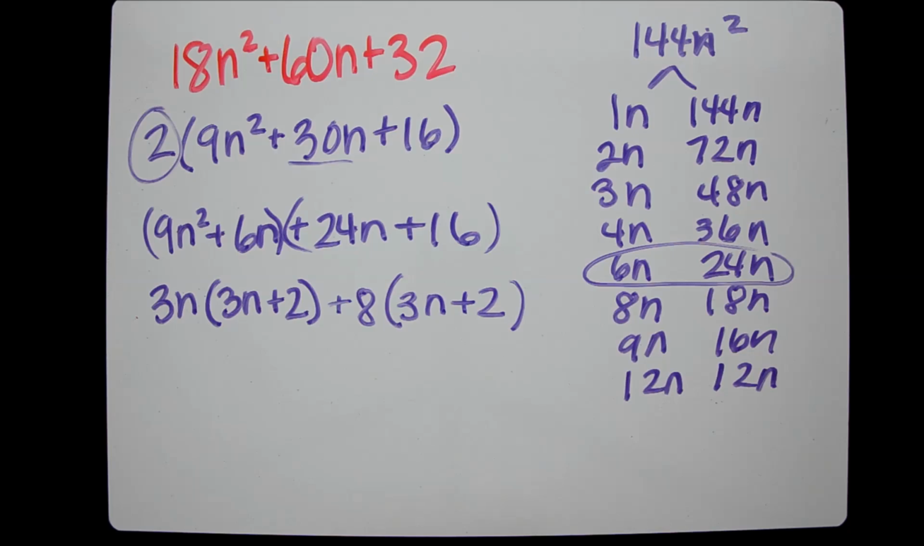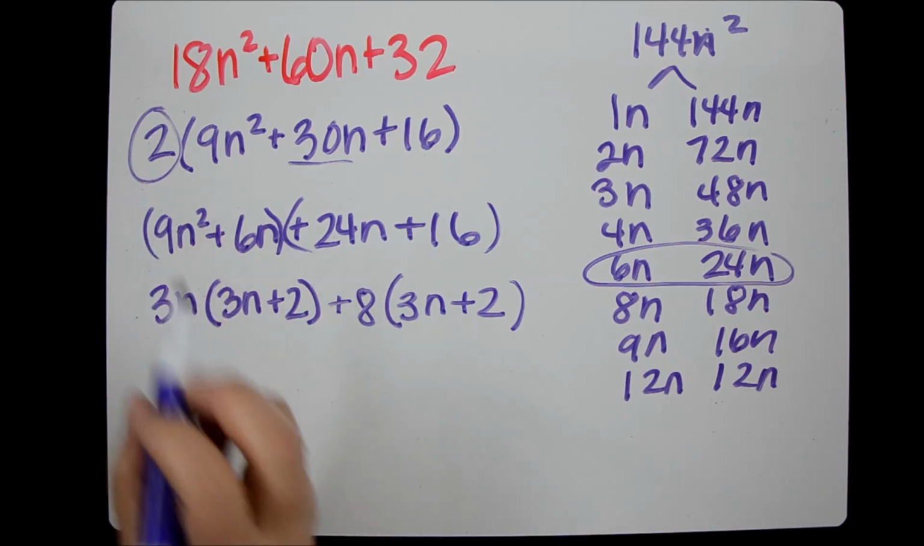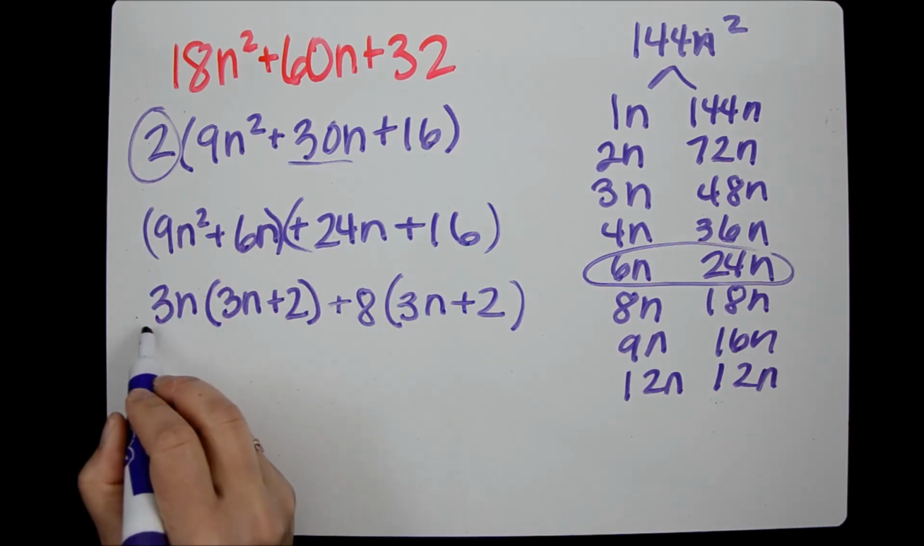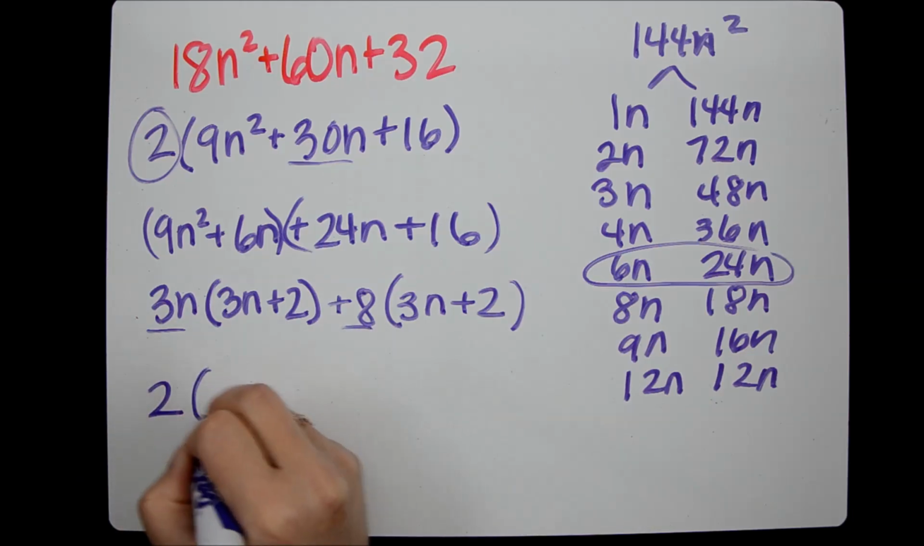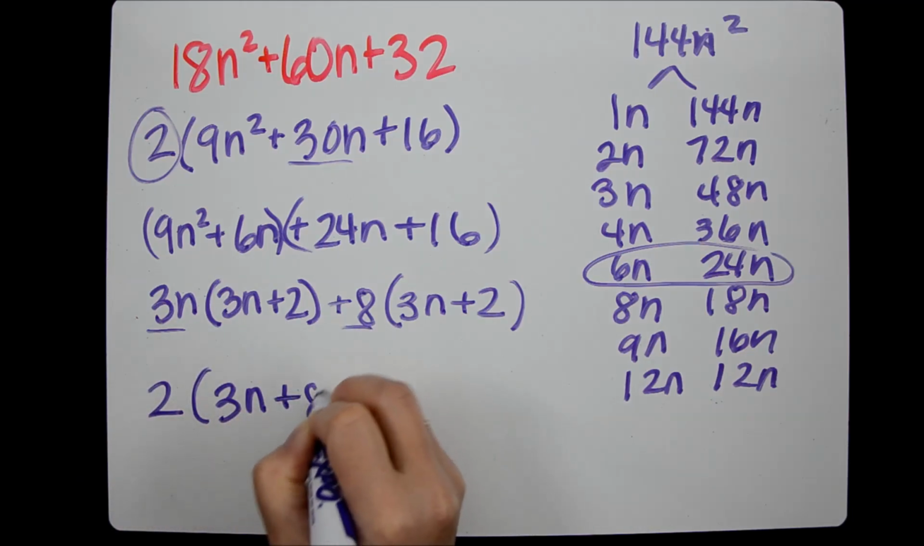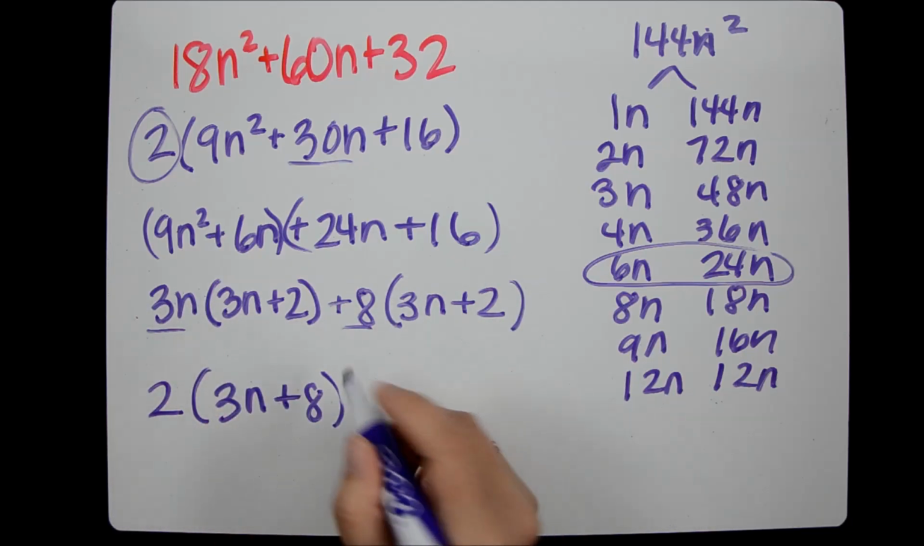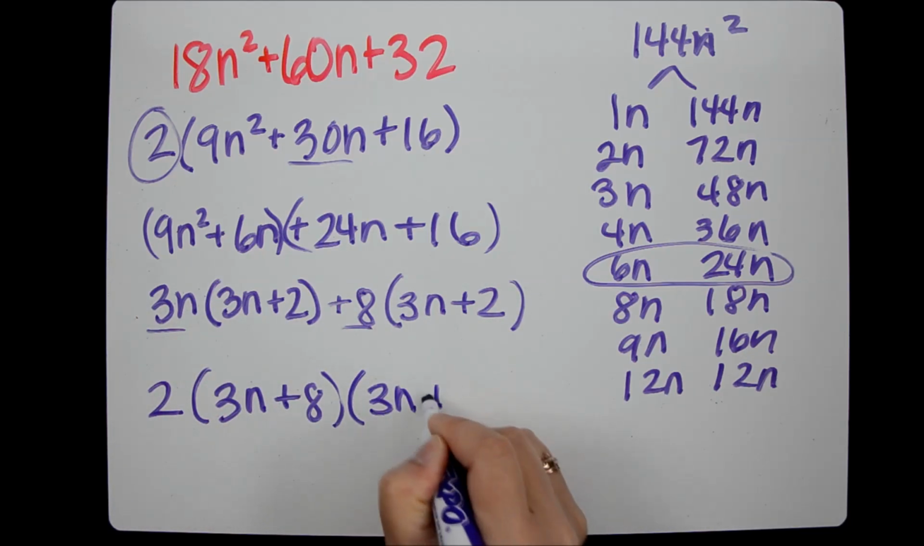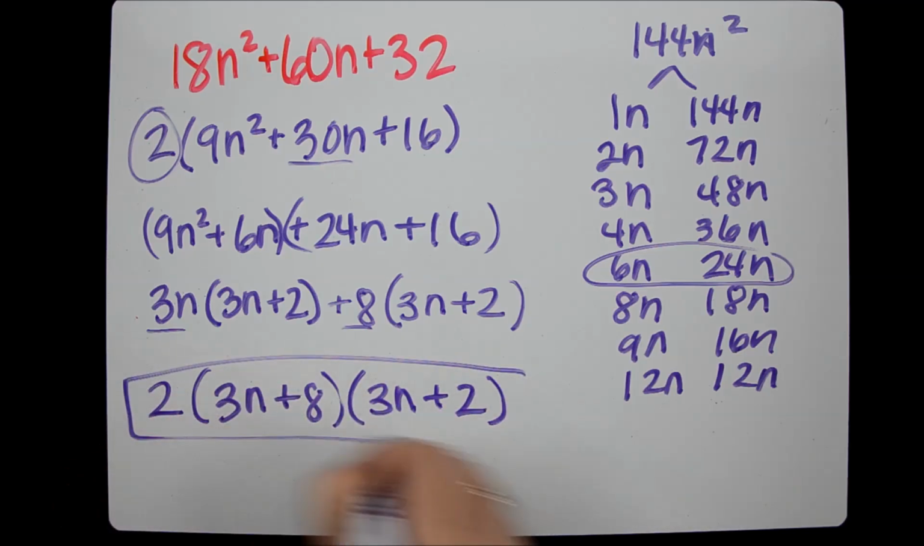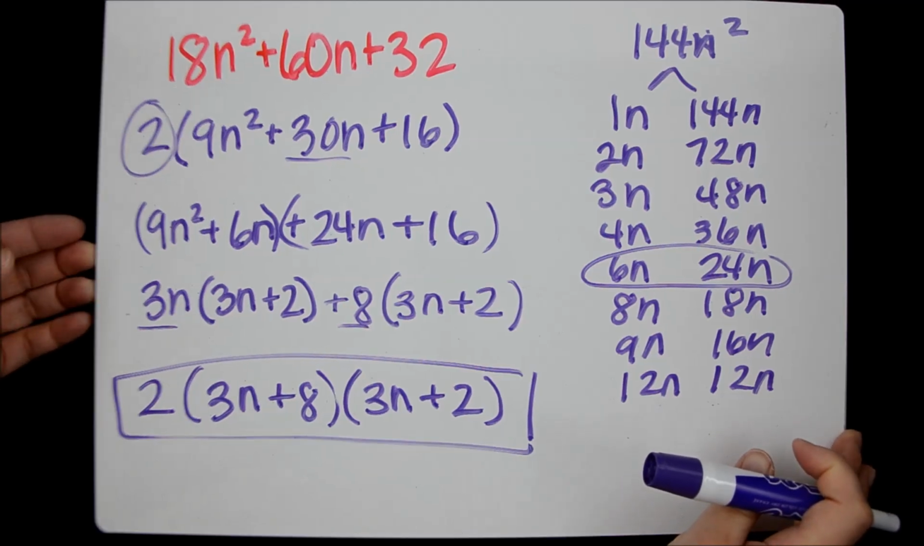So we group what we had factored out, our GCFs together, that's one factor. Well, let's not forget about the 2 there. So 3n plus 8 is going to be one of our factors, and then what we have that's common, 3n plus 2. Let's do one more example.